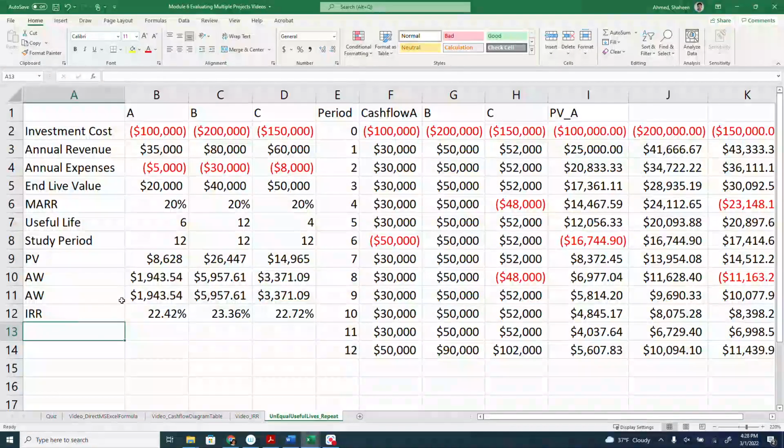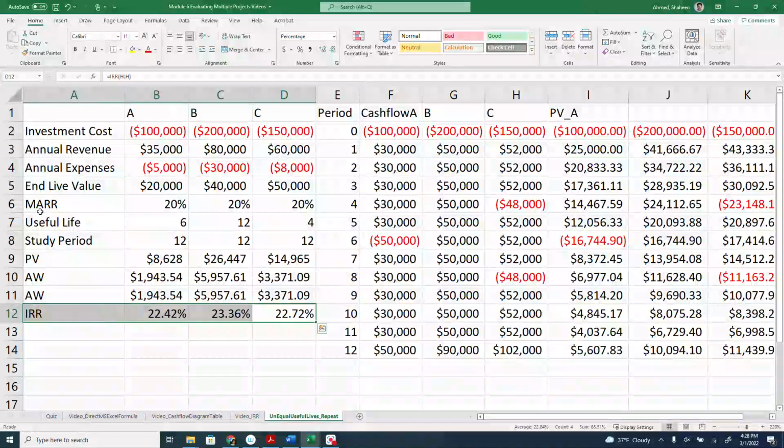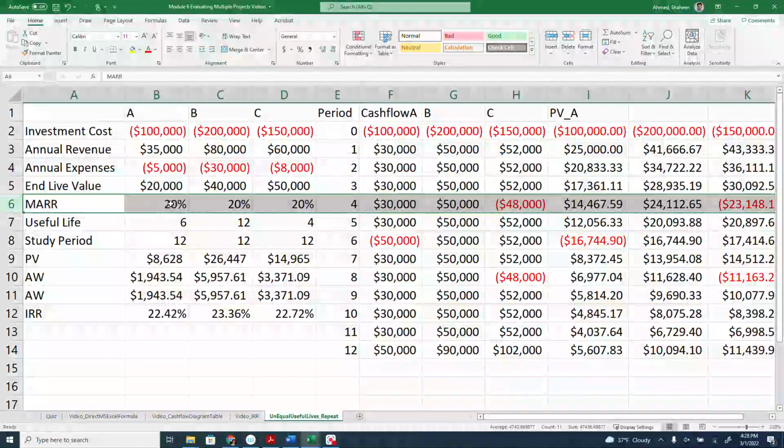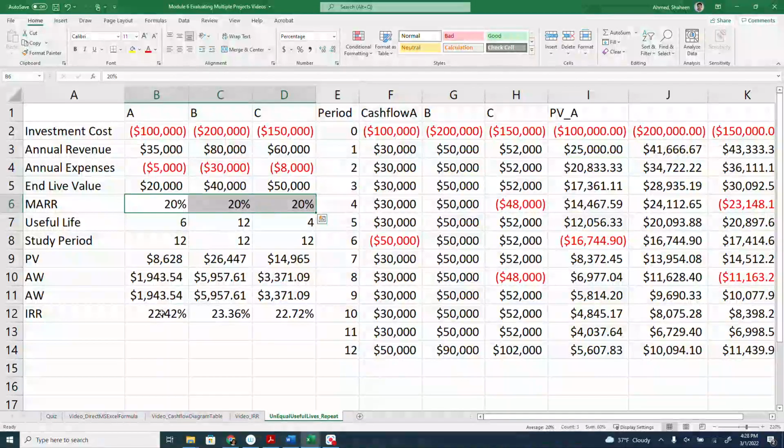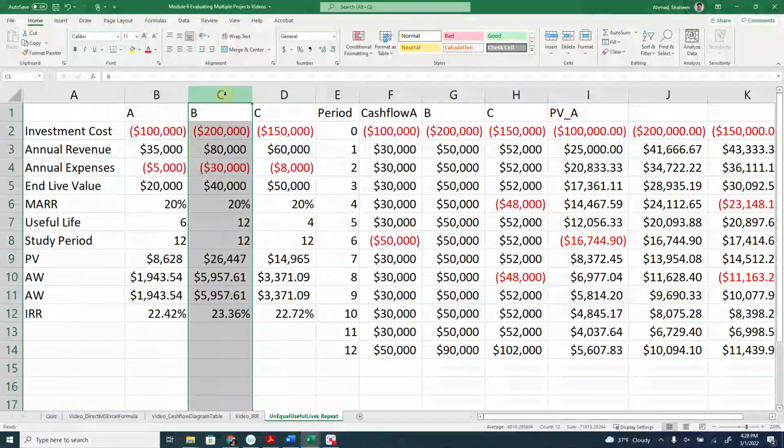So if you have to choose one of these projects, then B is the most attractive one based on the present worth, future worth, and IRR. And as you can see, all of them are feasible based on the minimum attractive rate of return because they're all over 20%. That's your minimum desired return. So any of them could be a potential alternative. However, B is the best out of these 3 options.